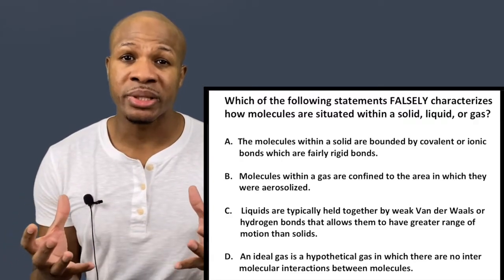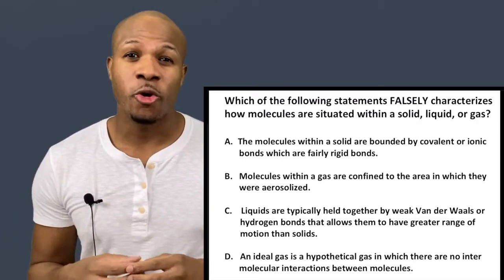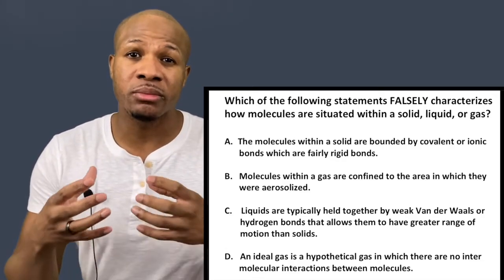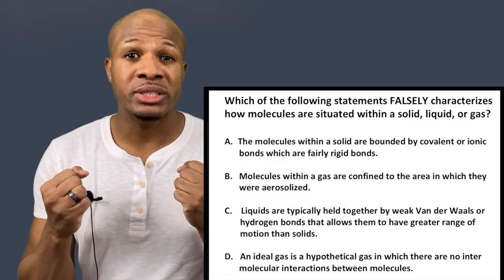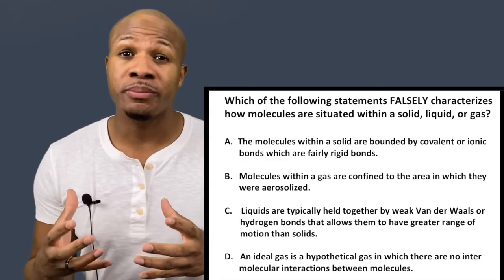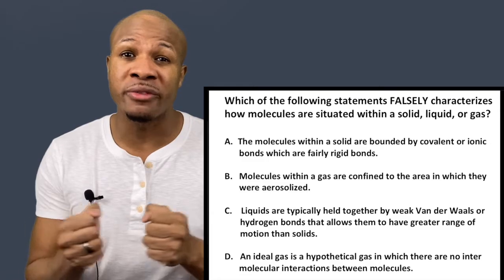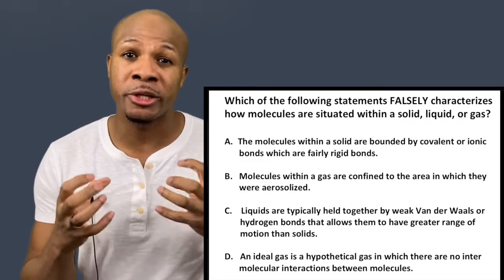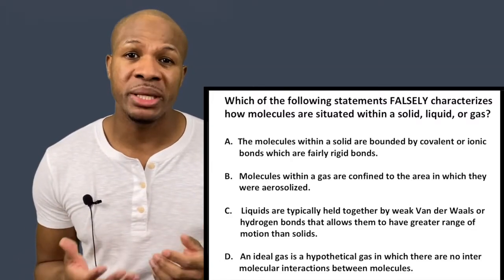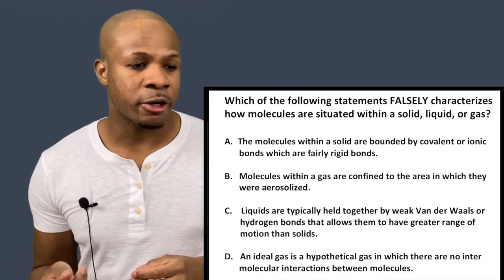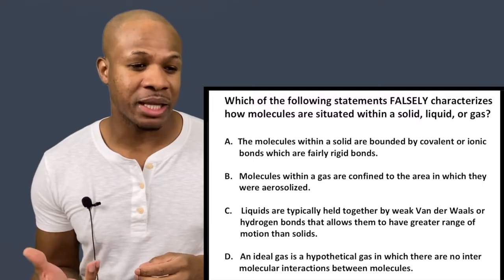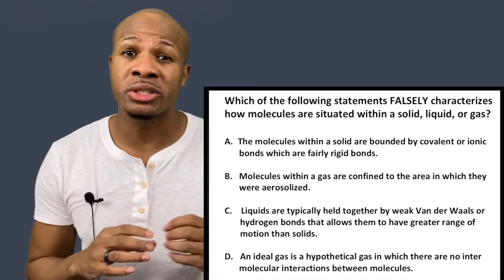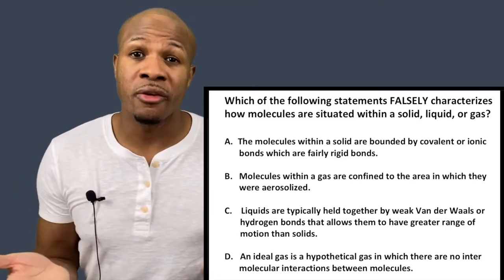A solid is something that's rigid, whether it's a table or a piece of iron, which means that the molecules or atoms that the solid is made up of are tightly bound to each other. So for the most part, molecules within a solid can only vibrate. They can't move around and rotate freely. They're tightly bound and rigid. B says, molecules within a gas are confined to the area in which they are aerosolized. Molecules within a gas can move in any direction they want. They can rotate freely, and there's also vibrational motion.